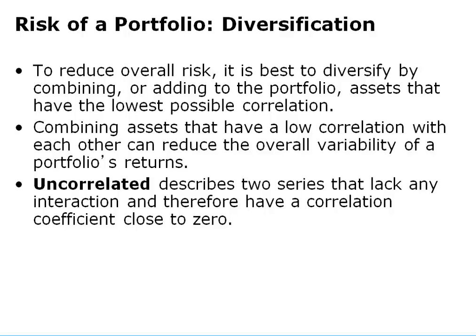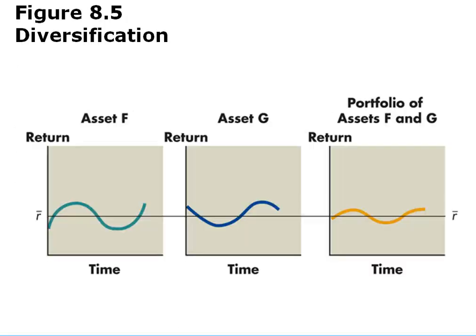Uncorrelated is talking about two assets that have no interaction, therefore they have no correlation. They're just unpredictable. So if we had asset F and asset G together, you see that they have big swings here, but together the actual return will be more shallow because the diversification and difference of these two assets are making the portfolio less risky.